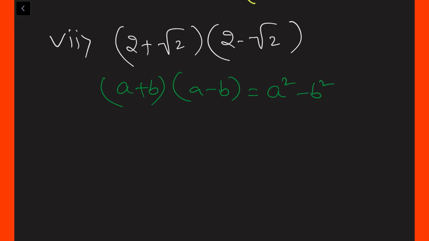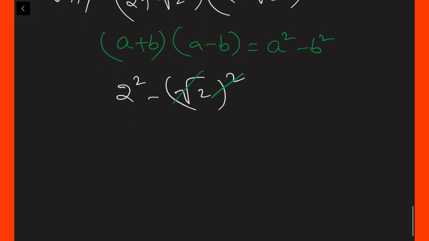So let us substitute then. 2² minus (√2)². So here the square root and square both will get cancelled. So we will remain with 2² is 4 minus 2. 4 minus 2 is 2, and this 2 is a rational number. By this we completed the second bit.